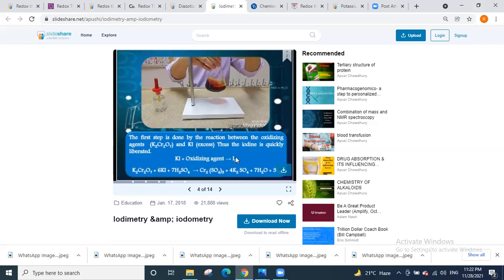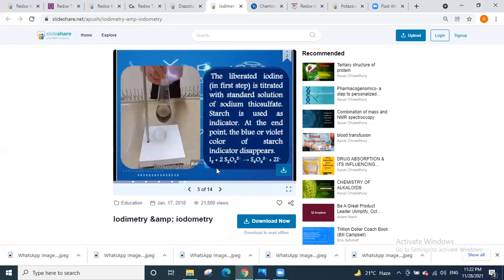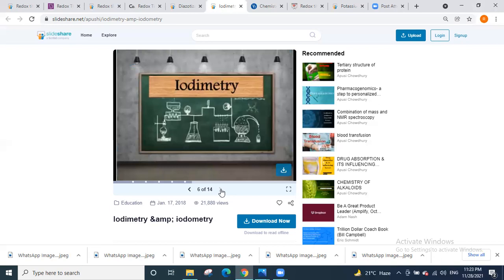This iodine is liberated, and the liberated iodine reacts with sodium thiosulfate to give sodium tetrathionate. It reacts very well with sodium thiosulfate, and we can easily quantify it. This is a back titration, because excess potassium iodide is there, so iodine is produced, and this iodine is treated with sodium thiosulfate for its quantification.